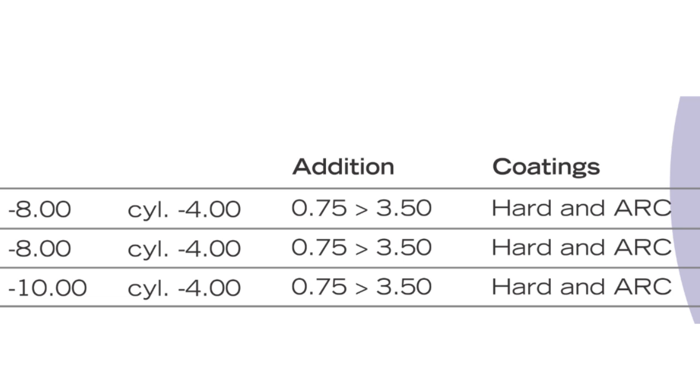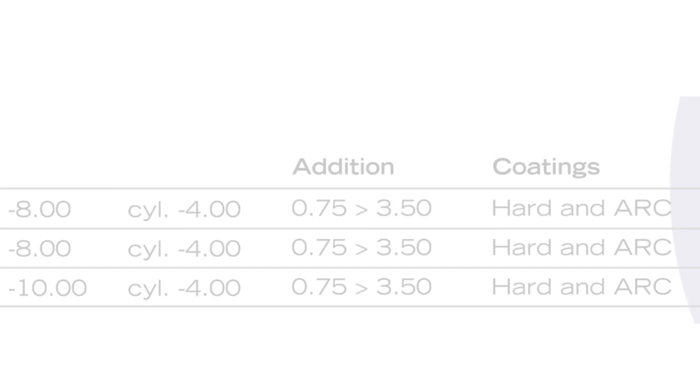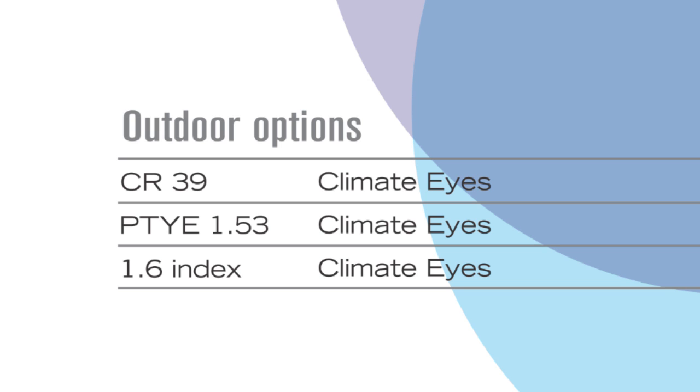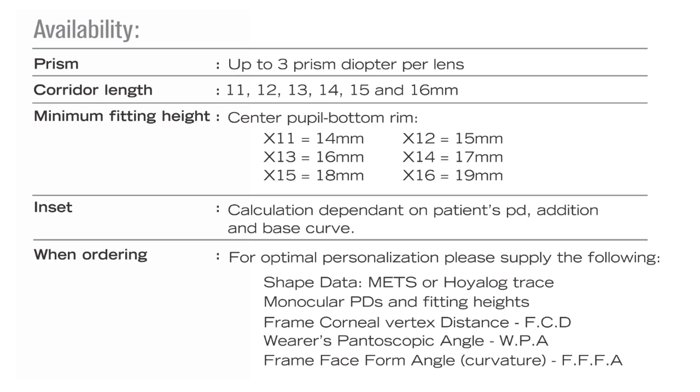Let's look at the coatings available. We've got the hard coat and the anti-reflective coat, and of course the patient can also decide to go with clear or climate eyes. Prism available will be up to 3 prism diopters per lens.